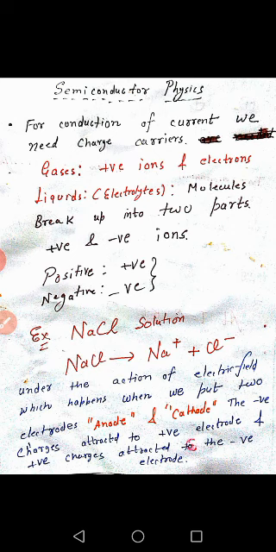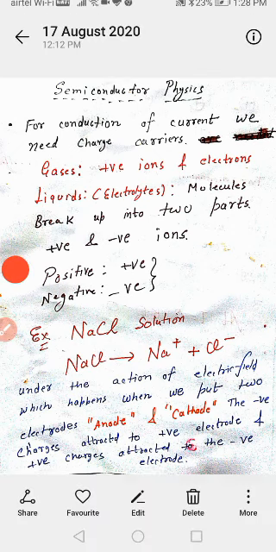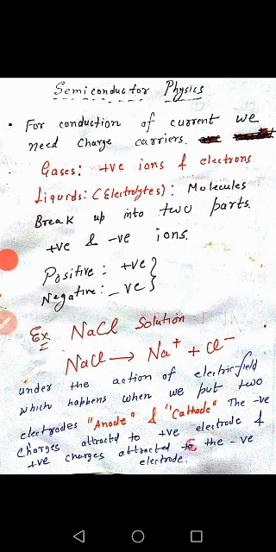In liquids, if we talk about electrolytes, the molecules break up into two parts, positive ions and negative ions. Here I have used abbreviations, or you can say symbols, for positive and negative. One example is any electrolyte solution: if NaCl solution is there, it breaks into sodium ions, Na plus, and chlorine ions, Cl minus.